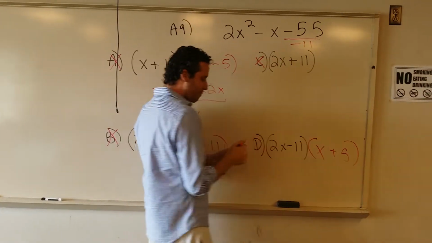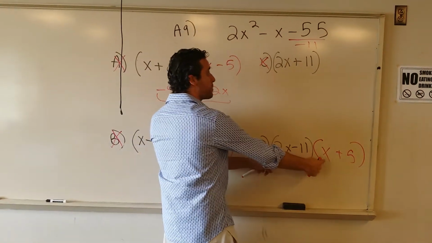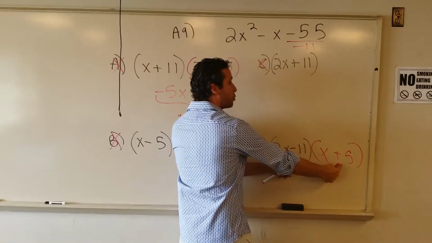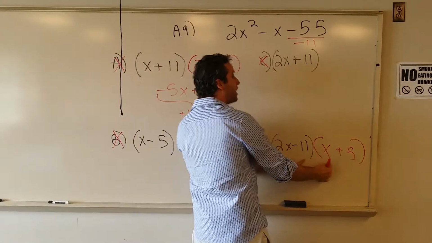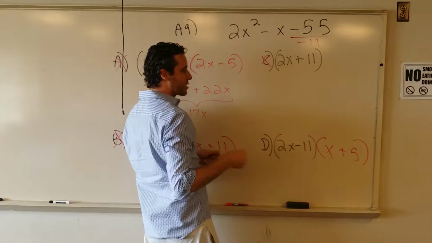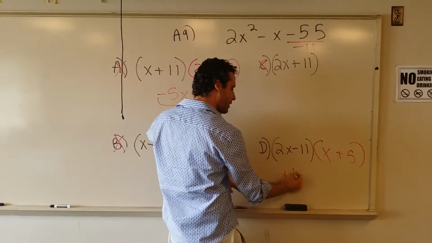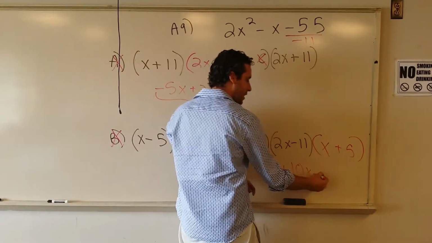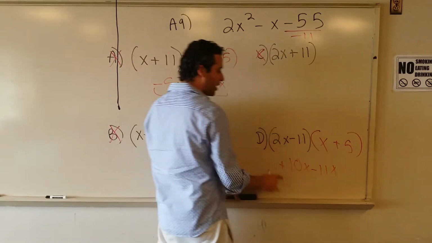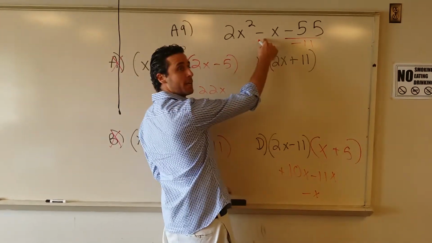Now, just because I have both factors here doesn't mean it's the correct solution. The two first terms match up to give us the 2x squared. The two last terms match up to give us the negative 55. I need to take the outer and the inner and make sure I'm getting the negative x. So let's do it together. We have a 2x times a positive 5 is a positive 10x. And then a negative 11 times x is a negative 11x. And sure enough, 10x minus 11x is negative x, which matches the middle term.